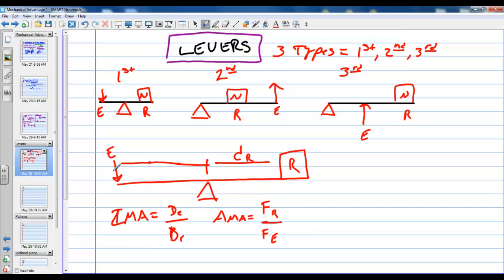I have an effort force. Okay, so I have an effort force. I have a resistance force. Okay, and I have a distance for the resistance. Now I don't have enough information to solve this, but I do know that this is a lever and it's balanced. Okay, so we're going to be in what's called static equilibrium.